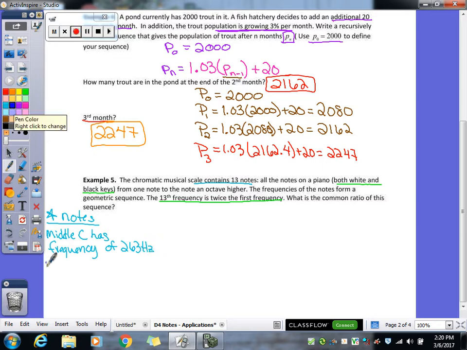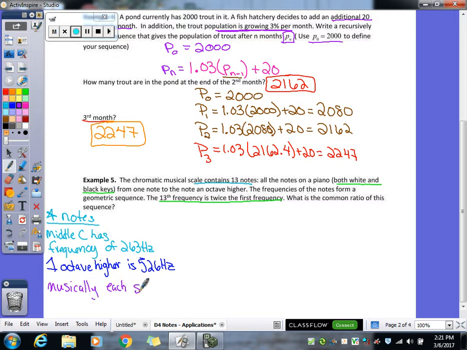The octave above it, one octave higher, still on a C, they just don't call it middle C anymore, is 526 hertz. So that kind of shows you how it increases a little bit. And then another little side note is musically, each step is called a half step. So just a little side notes there. Music and math, oh, they go together so well. Just wait until we get to our trig unit, next unit.